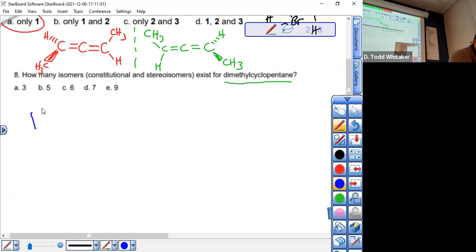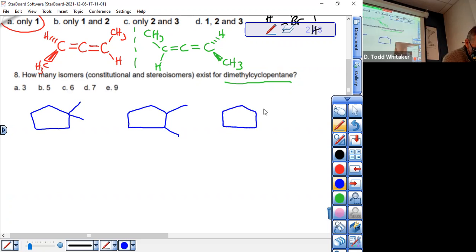And the answer is, you can have both methyls on one carbon. You can have methyl on carbon 1 and methyl on carbon 2. And you can have methyl on carbon 1 and methyl on carbon 3. So those would be the 3 constitutional isomers. Well, how many isomers do you have of this one? Well, just this one.